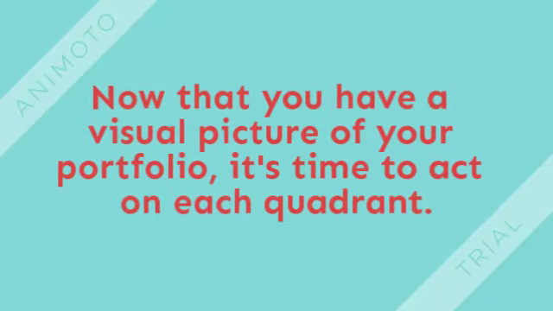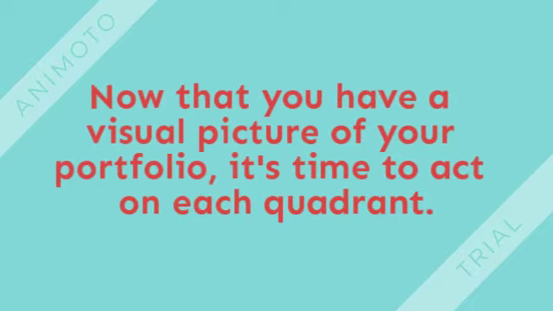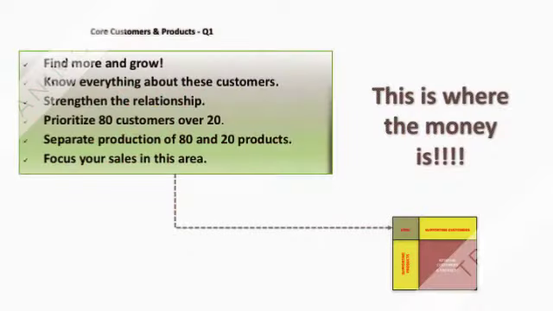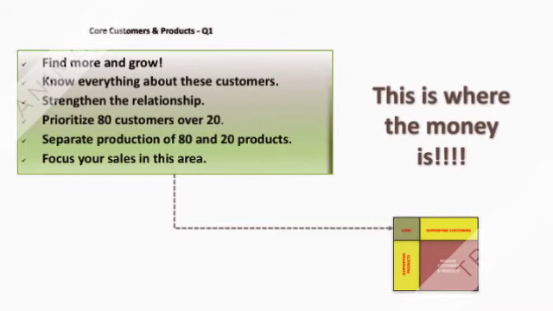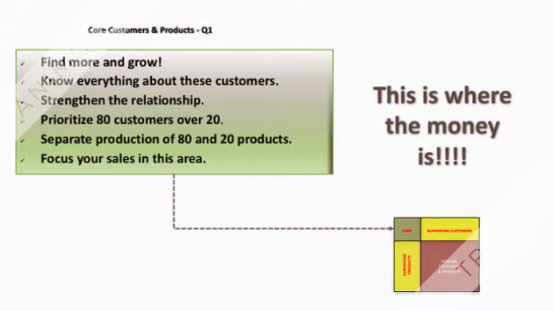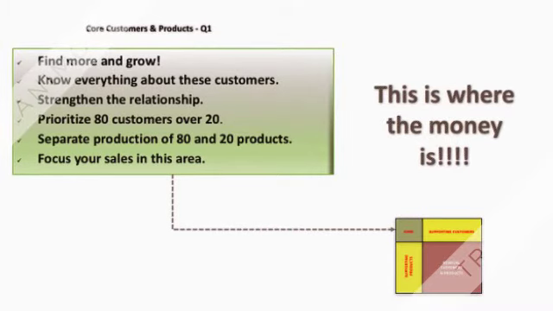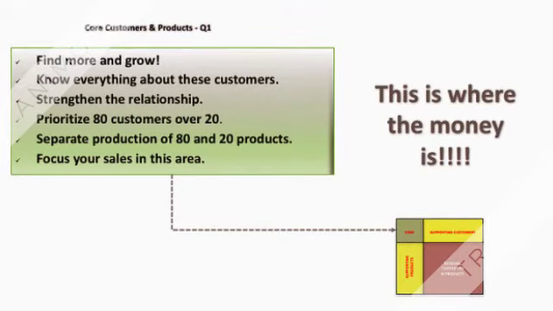Once you visualize the issue, it's time to address each quadrant at a time and apply strategies that make each quadrant better. Quadrant 1, or the core, is your most important quadrant. It's the lifeblood of the business and you want to protect it and grow it. It should receive the most attention and resources from the company. Find more customers and grow. Know everything about these customers. Strengthen the relationship. Prioritize 80 customers over the 20 ones. Separate production of 80 and 20 products. Focus your sales team in this area.